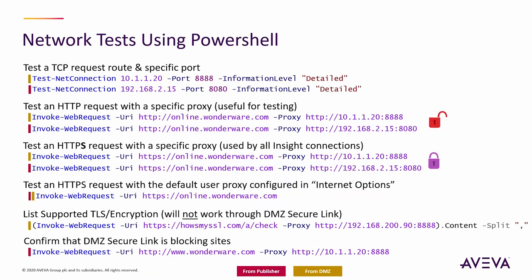Some of those tests that you can use in PowerShell to help diagnose any problems you may find. Some of these tests are only valid from the publisher node and some only from the DMZ Secure Link node, and those are color-coded here.